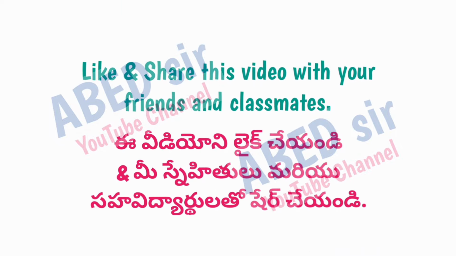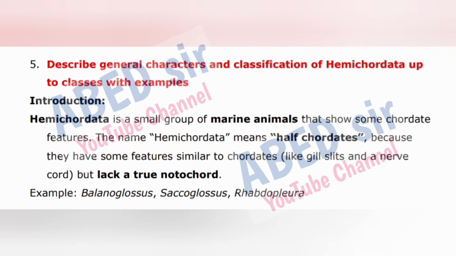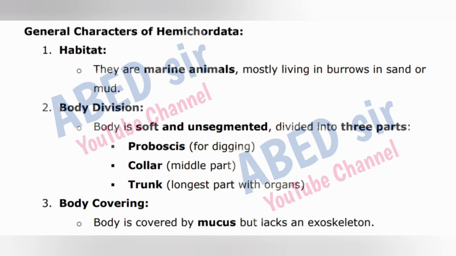Next important long question is 5. Describe general characters and classification of Hemichordata up to classes with examples. Introduction. Hemichordata is a small group of marine animals that show some chordate features. The name Hemichordata means half chordates because they have some features similar to chordates, like gill slits and a nerve cord, but lack a true notochord. Example: Balanoglossus, Saccoglossus, Rhabdopleura. General characters of Hemichordata.